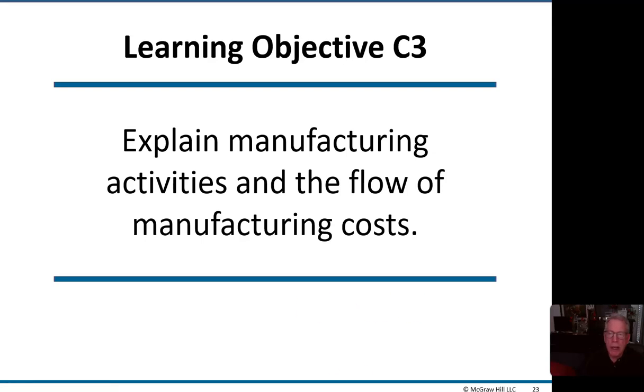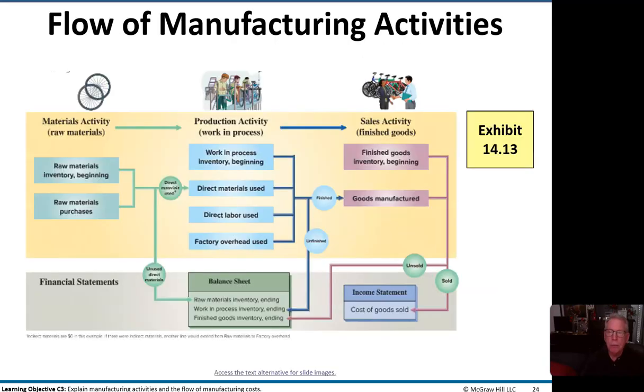Now, let's take a look at explaining manufacturing activities and the flow of manufacturing costs. Here, we're building bicycles again. So here's our raw materials activity. And they're showing some spokes and some tires and some sprockets and those kinds of things. Those raw material beginning, we purchase some raw materials. That gives us the available materials. And if we then requisition them in to work in process.